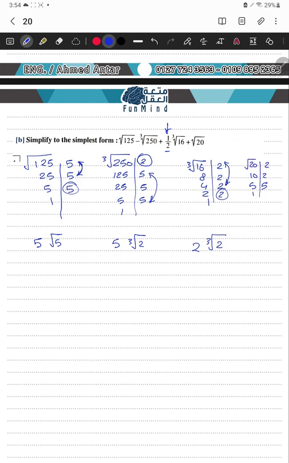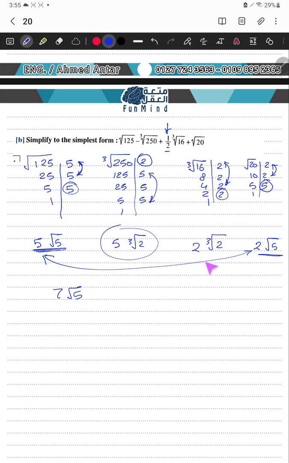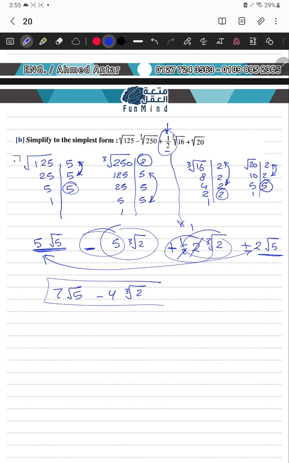So this is a square root, then you are searching for two values to get them out of the square root. So now 2 out of the square root, and there is 5 as a remainder inside the square root. So now you have 5 root 5 and 2 root 5, with them is 7 root 5 as we have said by the other way, and also 5 cubic root 2 and 2 cubic root 2. There is a negative sign here, and there is a positive sign here, and there is a positive sign here. There is half here, so now the half beside the 2 is 1 cubic root 2. So negative 5 plus 1 equals negative 4, so now it's negative 4 cubic root 2, and this is the final answer.